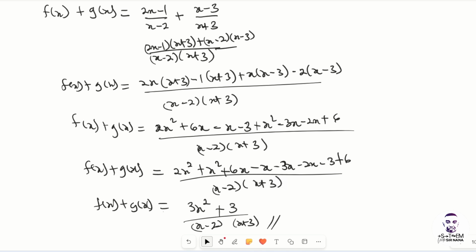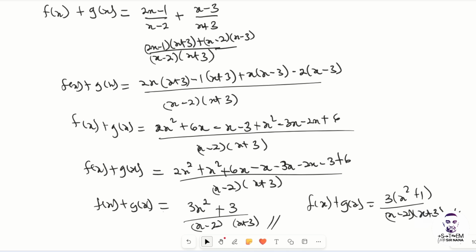You can even further simplify this by writing the expression, right, as 3, we factorize 3 out, then we have x squared plus 1, right, all over x minus 2, right, x plus 3. So this is f of x plus g of x.